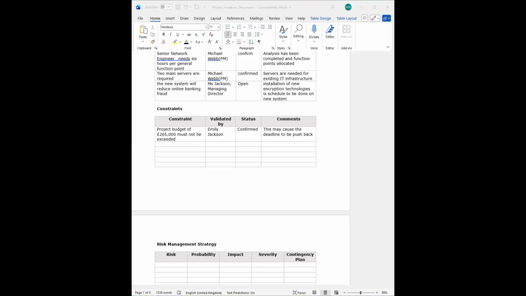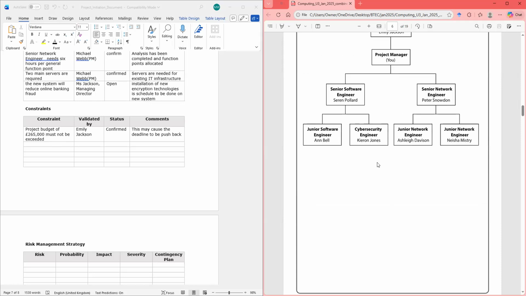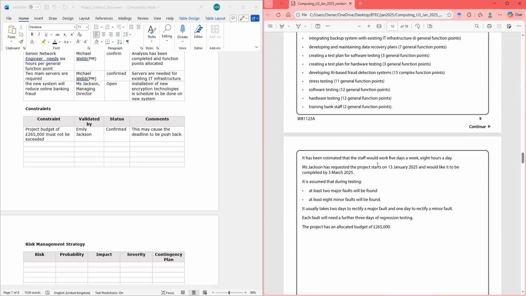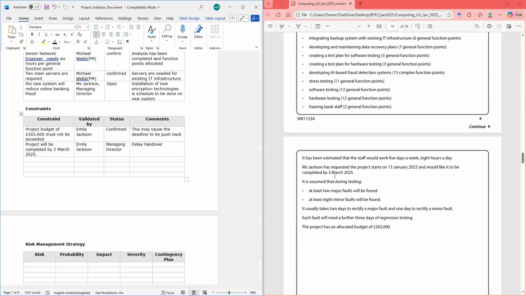So we're going to look at this security protocol. All right, so the project, let's go back down here and we can go down to the bottom again. All right. The project must be completed by the 3rd of March, right? Must be completed by the 3rd of March.